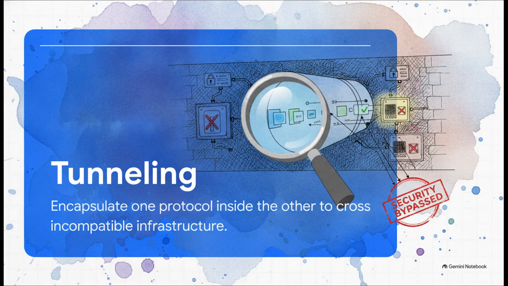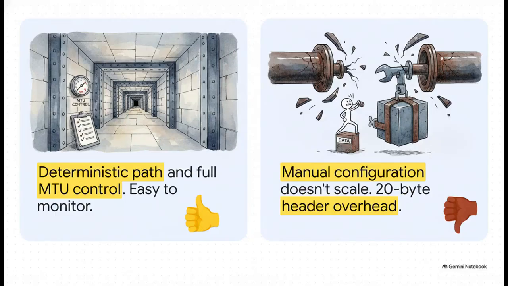The fundamental security issue here is that these encapsulated packets inherently bypass traditional perimeter security controls unless your firewalls are explicitly configured to crack open and inspect inside the tunnel. Now, tunneling does offer some strict deterministic control and allows the operator to explicitly set the maximum transmission unit, or MTU. And sure, it's pretty easy to monitor via ACLs.